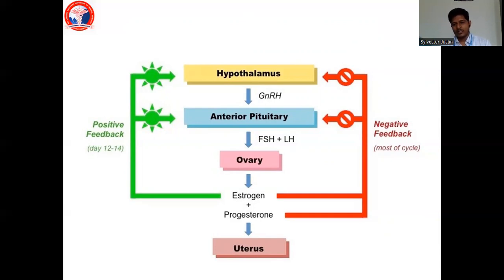Here we can also see an example of positive feedback in the body, in the menstrual cycle. In the mid-menstrual cycle, about day 12 to 14, this estrogen and progesterone, instead of causing a negative feedback, causes a positive feedback and causes further increase in GnRH, FSH, LH, and further increase in estrogen. This leads to the LH surge around day 14, which helps in bringing about ovulation.